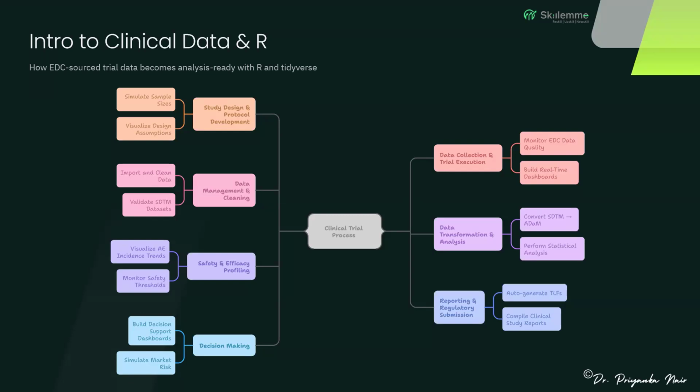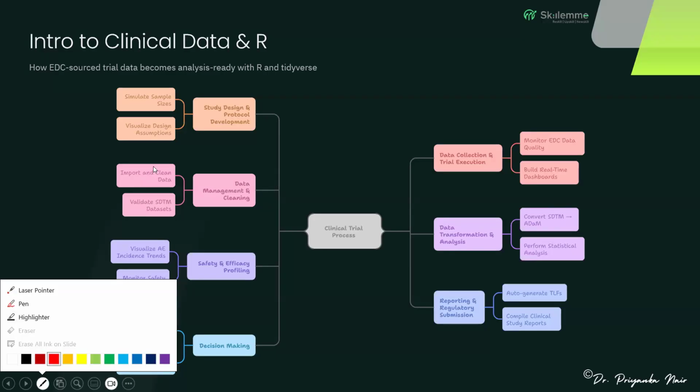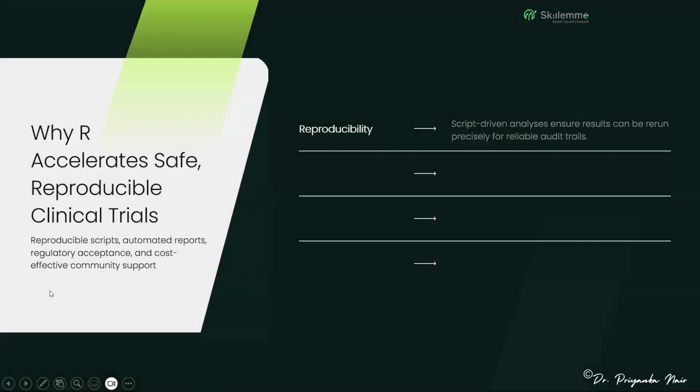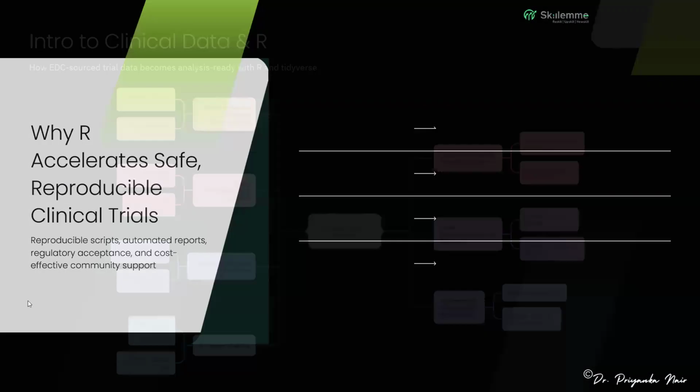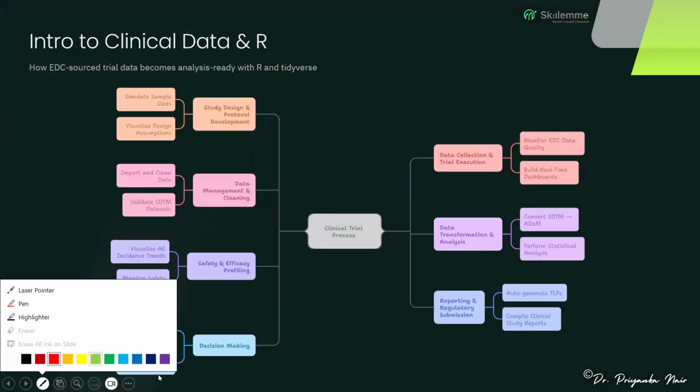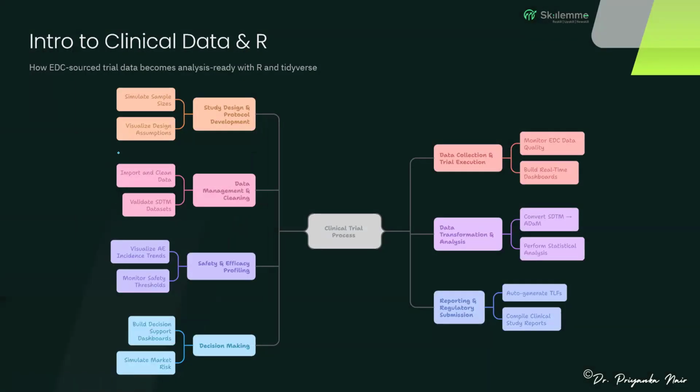Now, starting with the study design and the protocol development, right? It starts long before the first patient is even enrolled. R is being used by statisticians and in clinical research to simulate sample sizes, visualize the design assumptions, and support protocol development and evidence-based decision making, right?